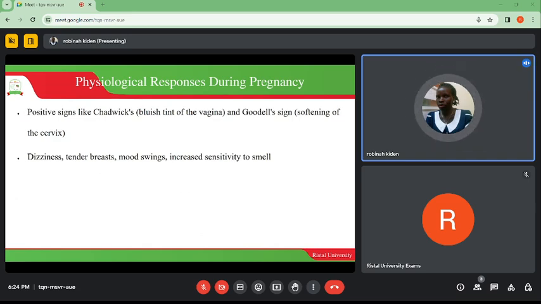Positive signs like Chadwick's sign, which is the blue tint of the vagina, and the Goodell's sign, which is softening of the cervix. Then dizziness, tender breasts, mood swings, increased sensitivity to smell. All this can happen during the first trimester. That is why you find in most cases the mother can smell even the smallest thing, or the smallest sight, that you can be able to smell.